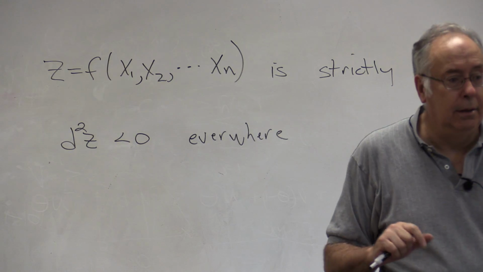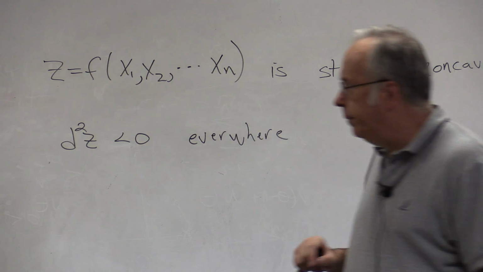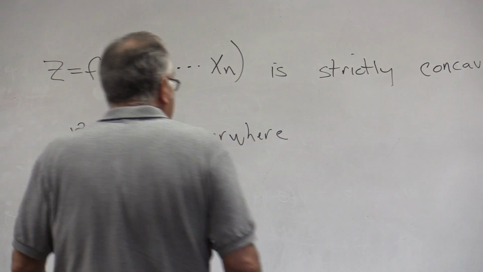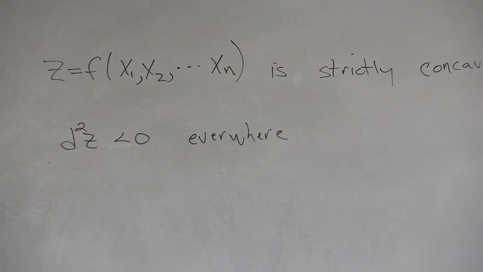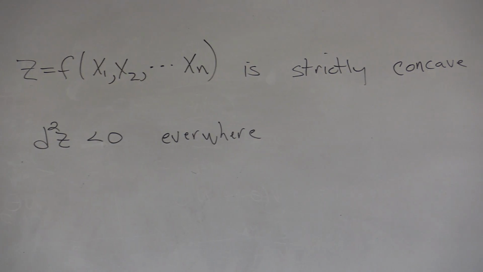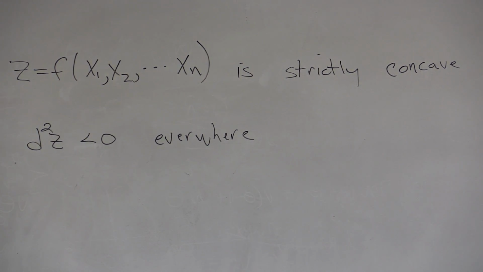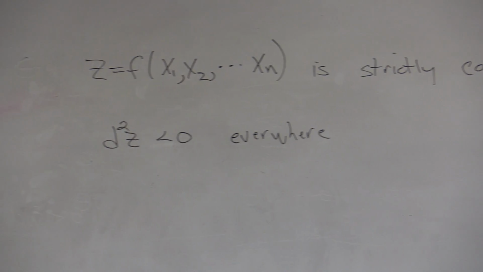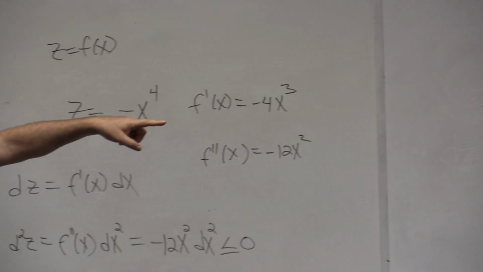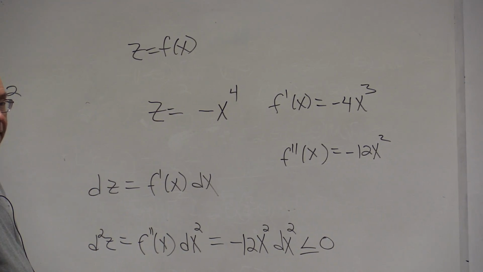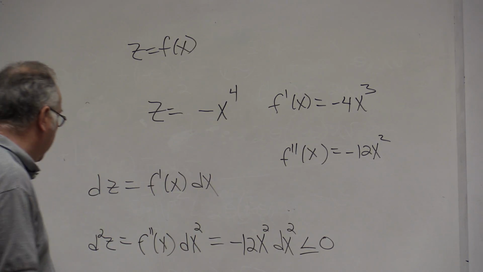This is a sufficient condition, but it's not necessary. Because here's an example right here. If you just graph this, you could see this is strictly concave. But our theorem is just enough to show that it's concave, but not strictly concave.